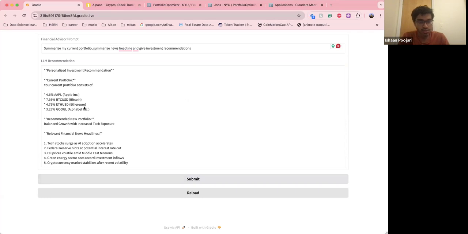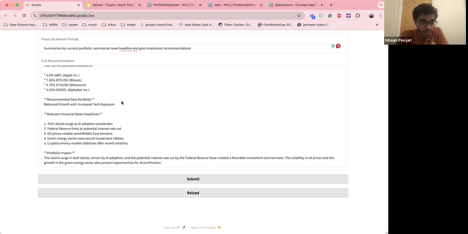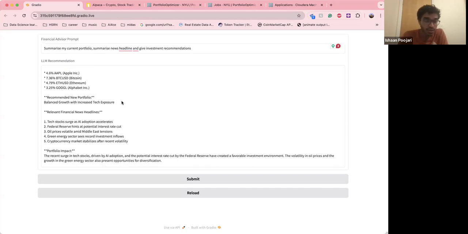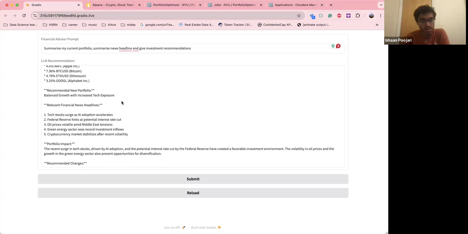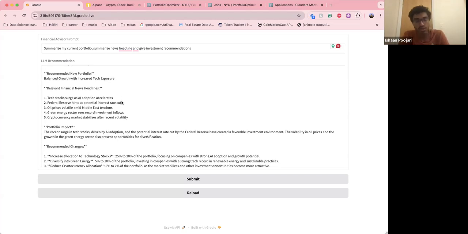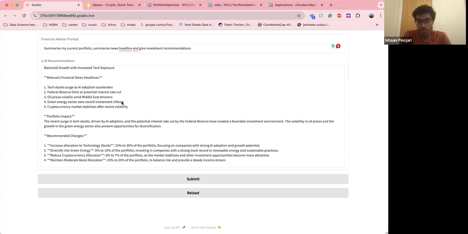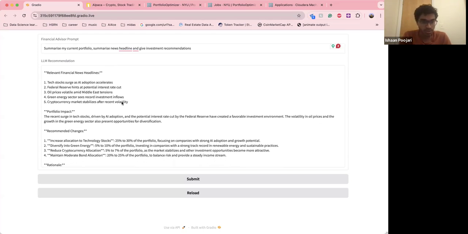Now we have a recommendation that's generated here. We can see that it's actually taking into account our current portfolio, which we'll show in a second in the Alpaca website as well, and is giving very personalized and tailored responses for how we should adjust this portfolio. It's telling us to reconsider our tech holdings and increase our allocation in that space, while also reducing the cryptocurrency allocations that we have, since we held some Bitcoin holdings.